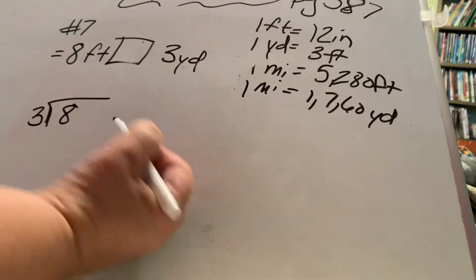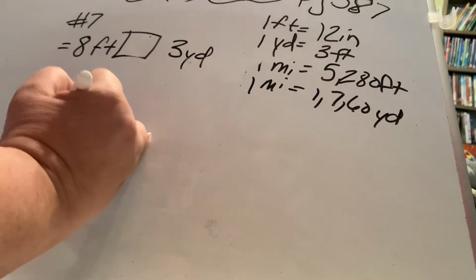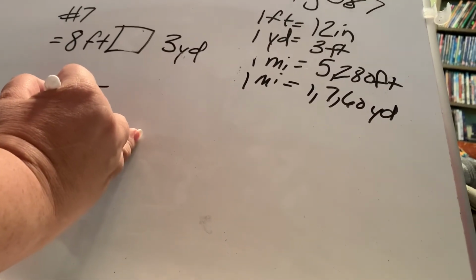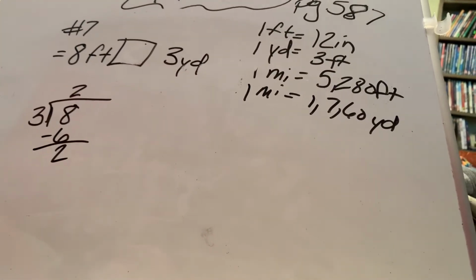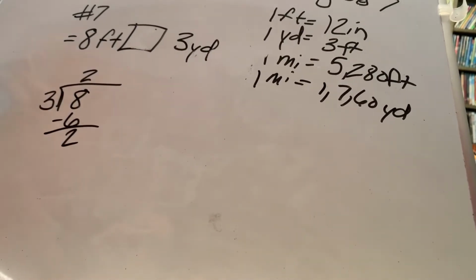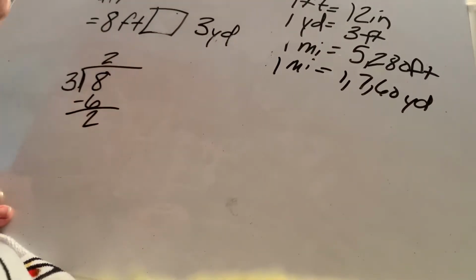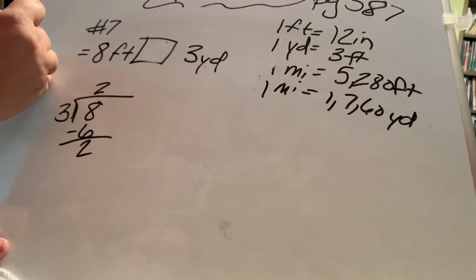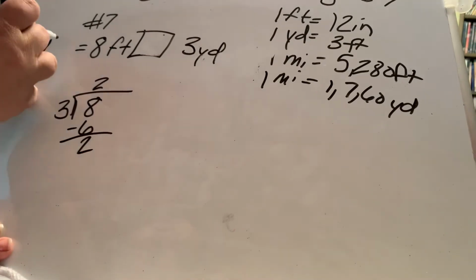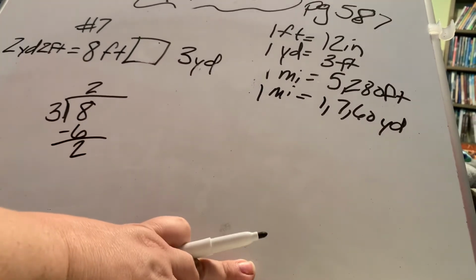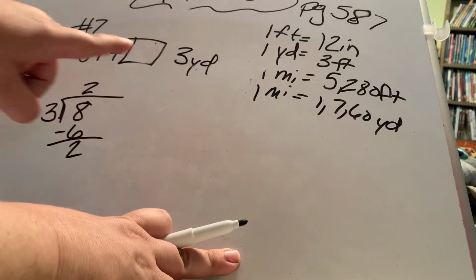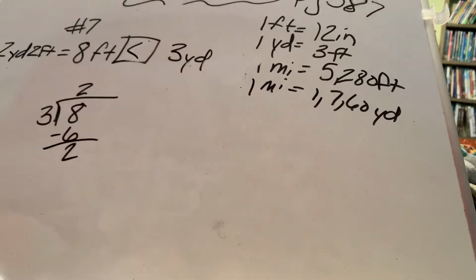How many times will 3 go into 8? It'll go 2 times. 2 times 3 is 6. And you're left with 2, right? So 8 feet is the same as 2 whole yards with 2 feet left over. So which is bigger? Okay, clearly 3 yards is bigger, okay?